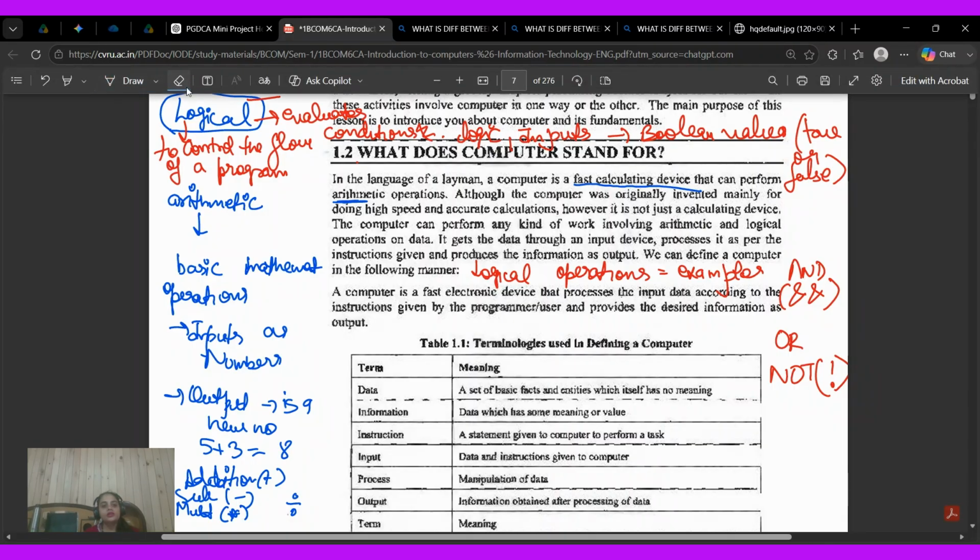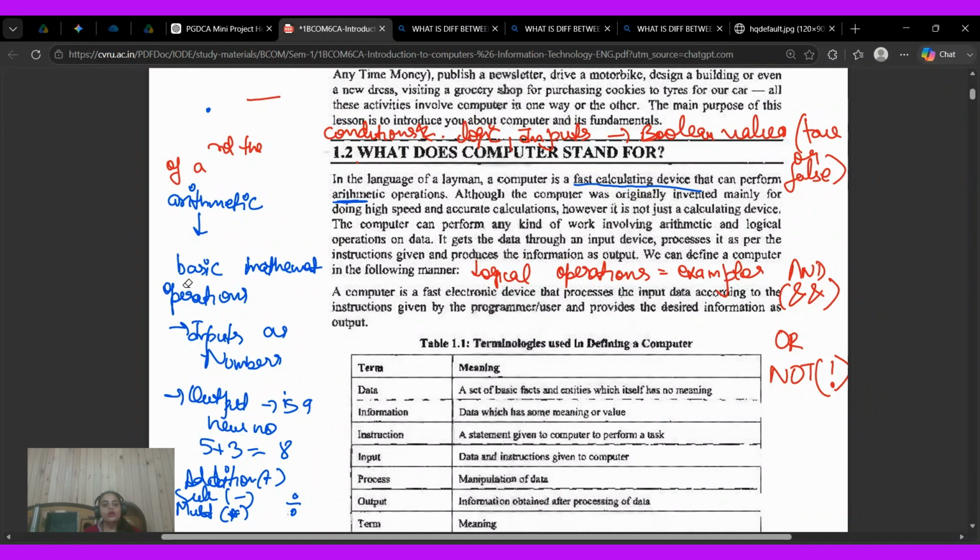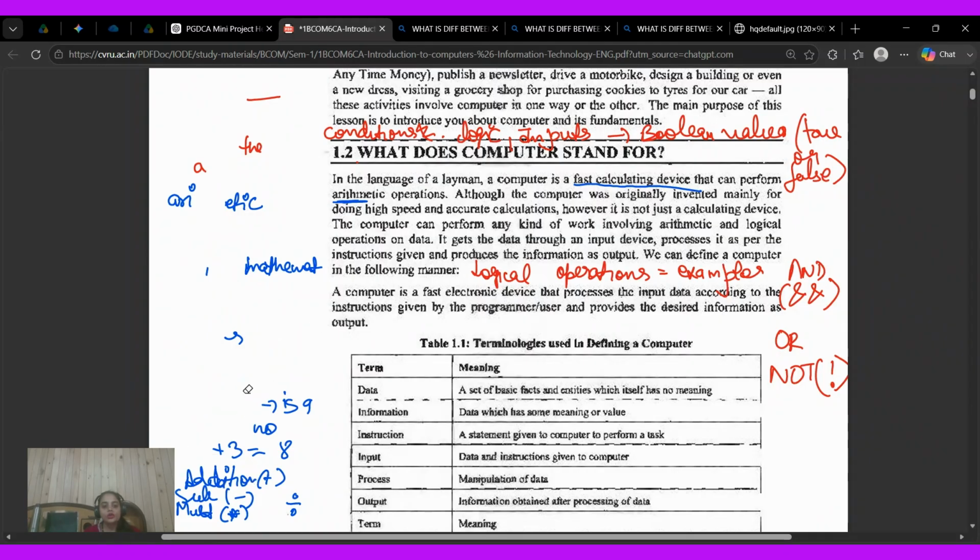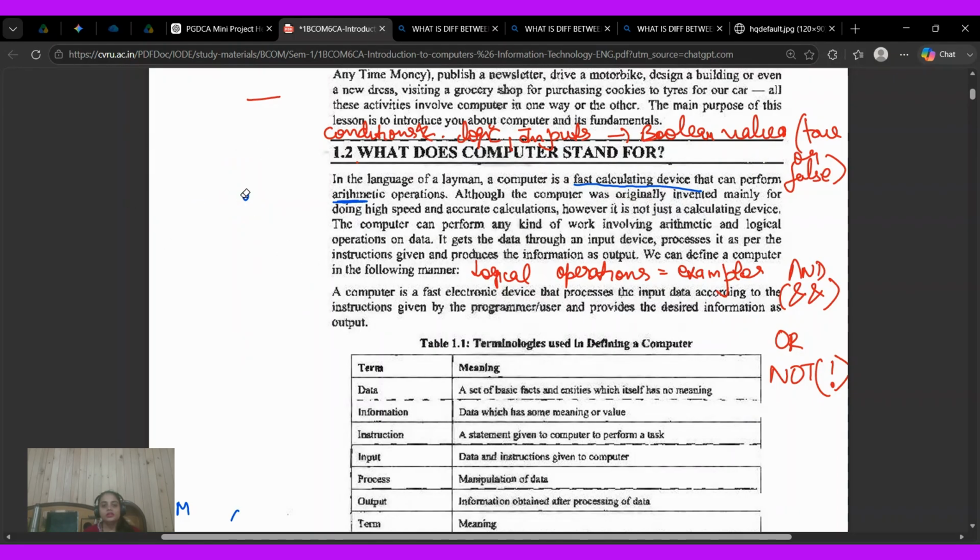Now let me erase all of this. So what does a computer stand for? A computer is fast calculating. That means it performs all operations very quickly, and it can perform arithmetic operations, which I told you are basic, and also logical operations. However, it is not just a calculating device. It can perform any kind of work that is arithmetic and logic.